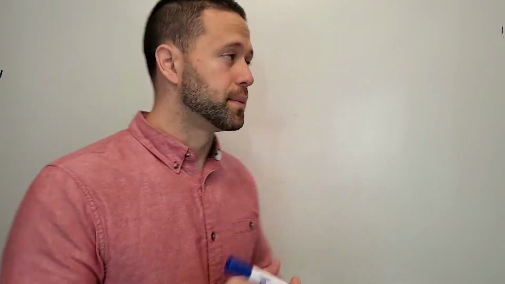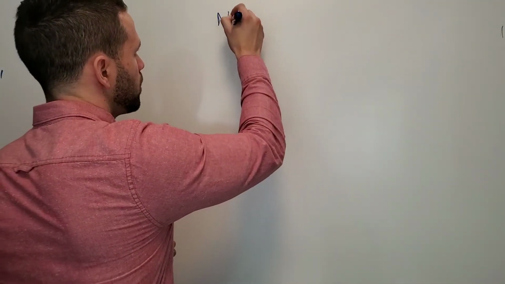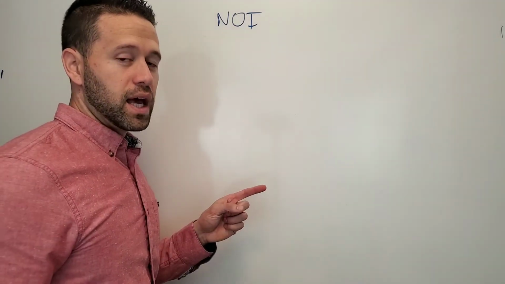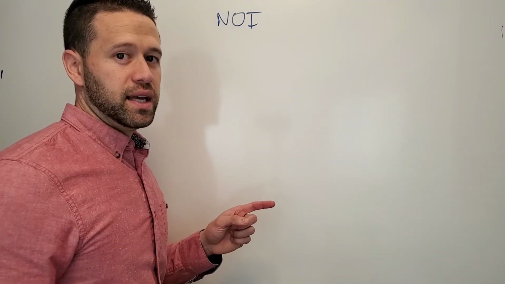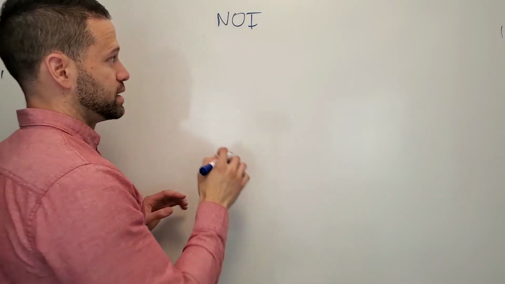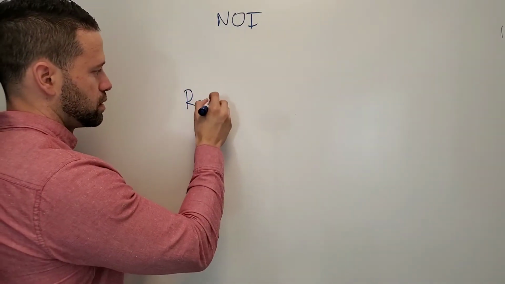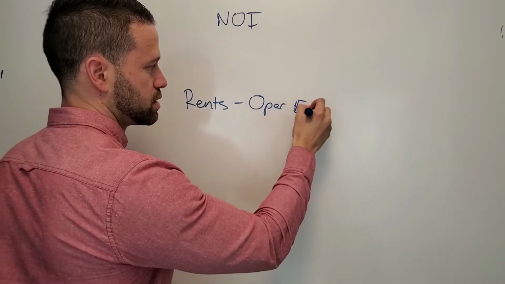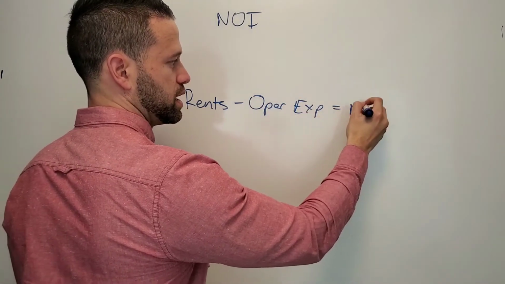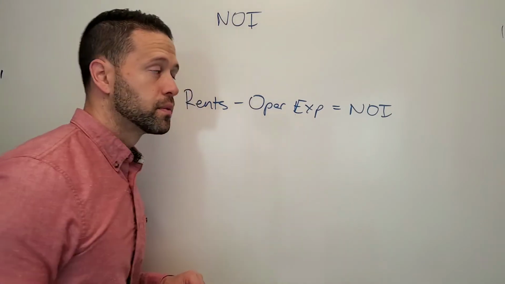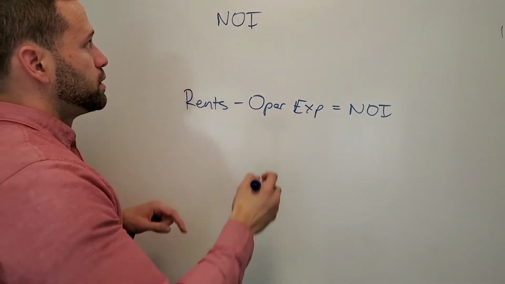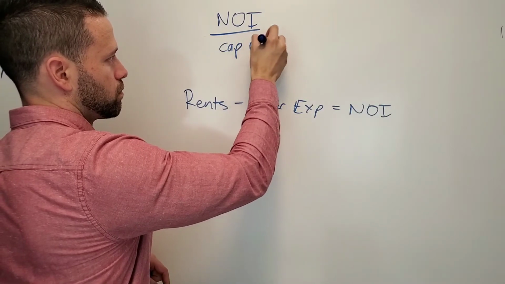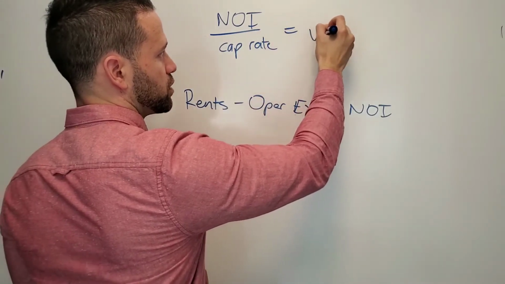First off, NOI. That's net operating income. And I'm going to teach you all the calculation in another video, but basic is just rents minus operating expenses equals NOI. Okay? So your NOI divided by cap rate gives you your valuation.